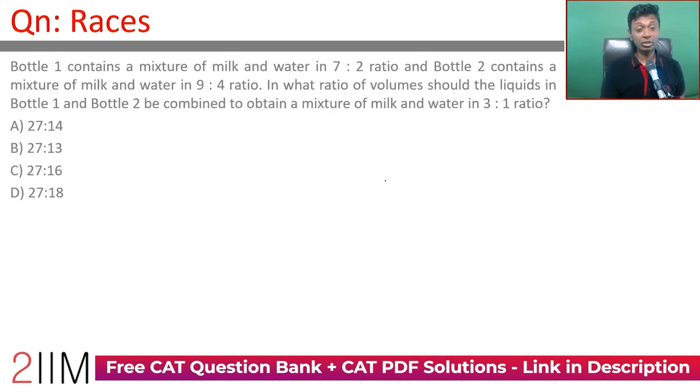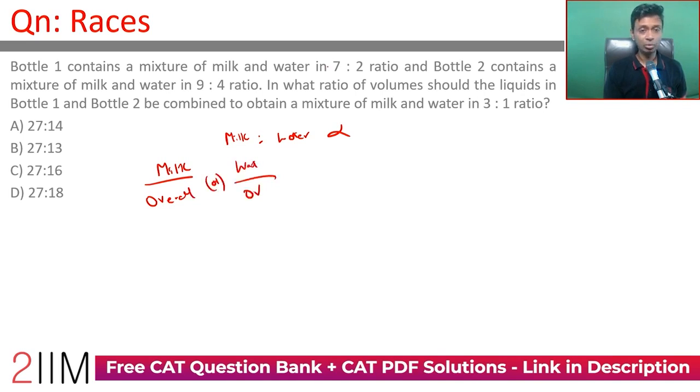Bottle 1 contains a mixture of milk and water in the ratio 7:2, and bottle 2 contains a mixture of milk and water in the ratio 9:4. In what ratio of volumes should the liquids in bottle 1 and bottle 2 be combined so that the mixture of milk and water is 3:1 in the final combination? The key thing in all of this, don't track the milk to water ratio. Track milk by overall or water by overall.